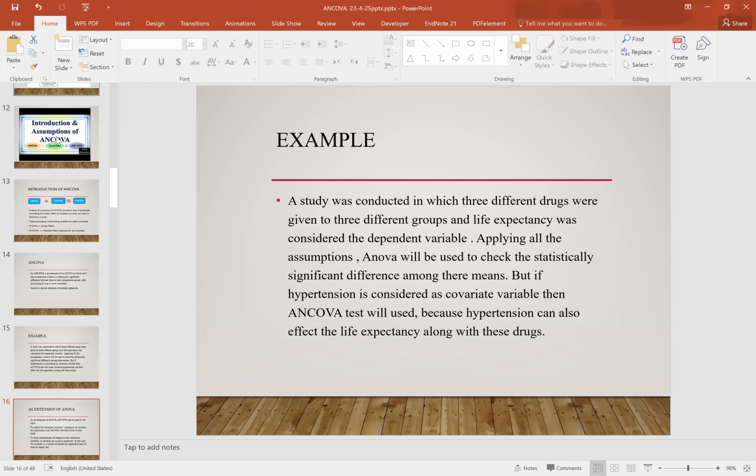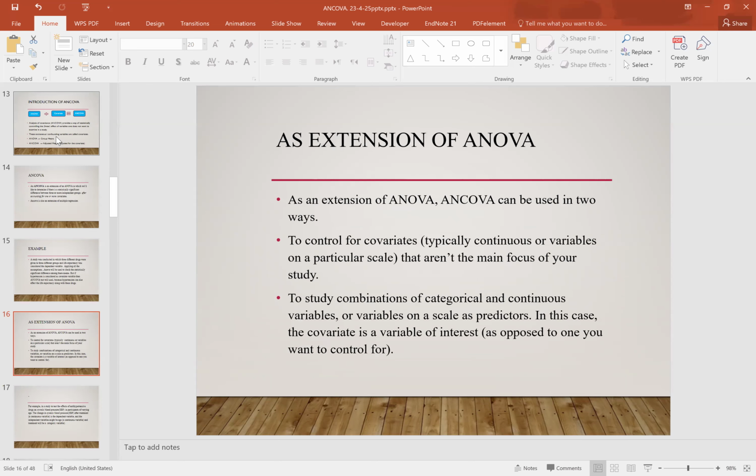As an extension of ANOVA, ANCOVA can be used in two ways. To control for covariates, typically continuous variables or variables on a particular scale that aren't the main focus of your study. To study a combination of categorical and continuous variables, or variables on a scale, as predictors. In this case, the covariate is a variable of interest as opposed to one you want to control for.